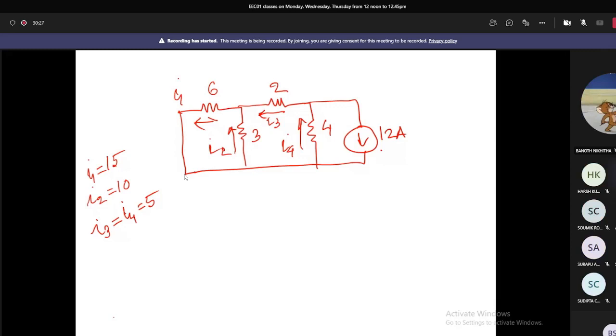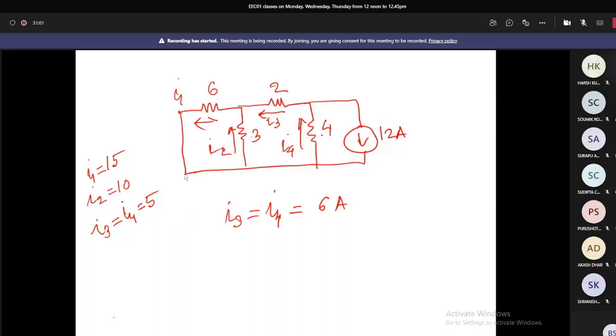So what will happen here? It is 6 and 3 in parallel. If you solve it, it will become 2, right? 6 and 3 in parallel will become 2, isn't it? 6 into 3 divided by 6 plus 3. Yes, sir. It is 2, then 2 plus 2, 4. So these are again in a parallel path, 4. So it will be divided, I3 equal to I4 equal to 6 ampere, right? Half sharing will be there. It is also 4. Here also it is 4, isn't it? Am I correct? I4 is equal to 2, I think, 6.